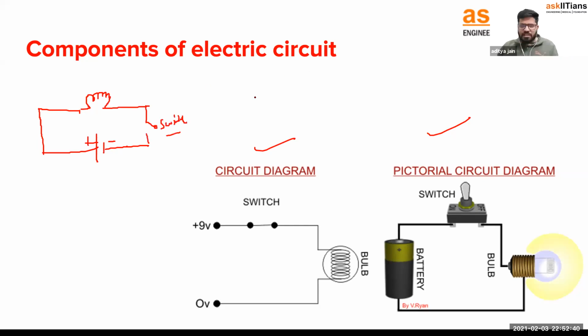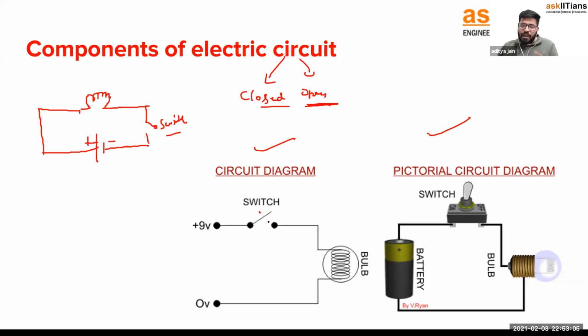So a circuit can have two conditions. Either the circuit is closed or the circuit is open. When the switch is open, as you can see, the path is not closed. Yes or no? If the switch is open, the loop is not closed, so current will not flow. Current will not flow whenever the circuit is open. So an open circuit is the situation when the switch is open.